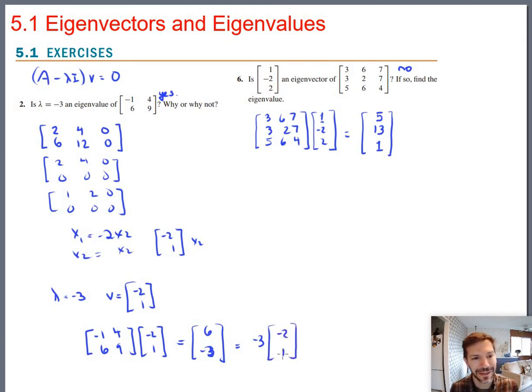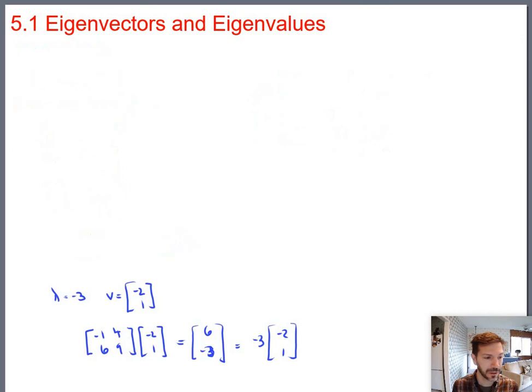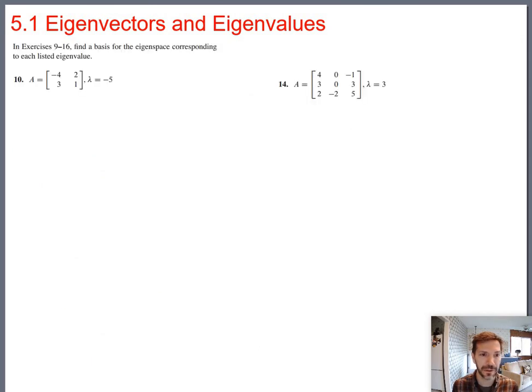Ta-da! We've proved at extensive length that yes, lambda equals negative 3 is an eigenvalue of this particular matrix. And furthermore, we found out the eigenvector that goes with it and checked the whole thing. So we went beyond what they asked. Okay, let's look at a couple more questions from a little bit later on.